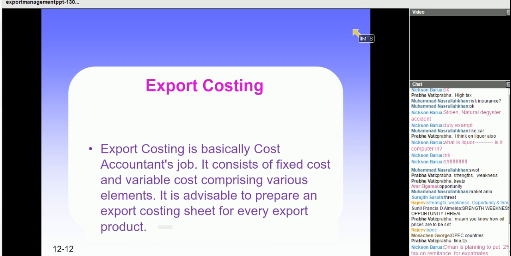Okay. It is planning to put 2% tax on remittance. That's a different issue.